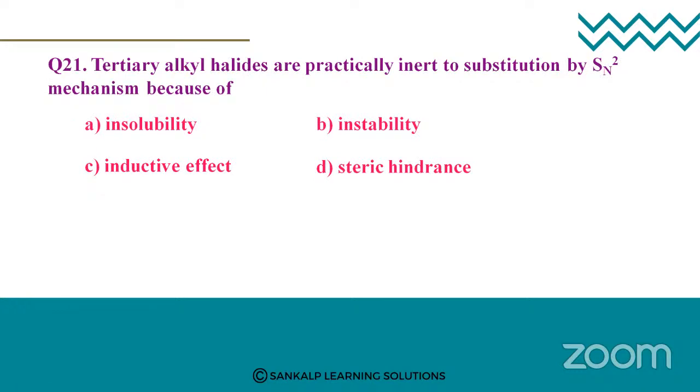Tertiary alkyl halides are practically inert to substitution by the SN2 mechanism because of: A, insolubility, B, instability, C, inductive effect, D, steric hindrance. Why are tertiary alkyl halides practically inert to substitution by the SN2 mechanism? Just now we have discussed it. Why can tertiary alkyl halides not undergo the SN2 mechanism?